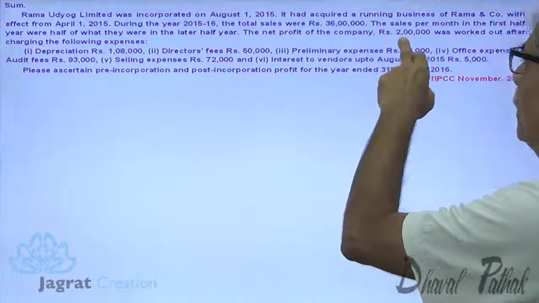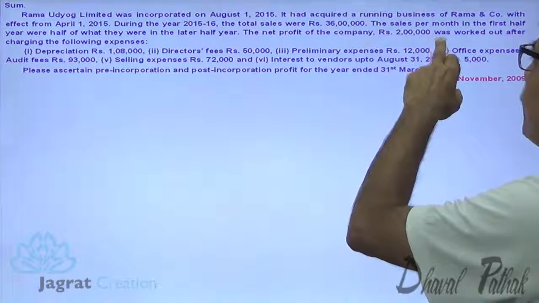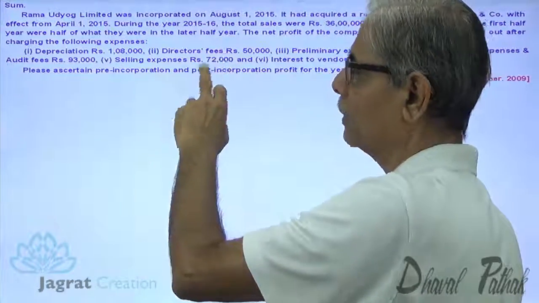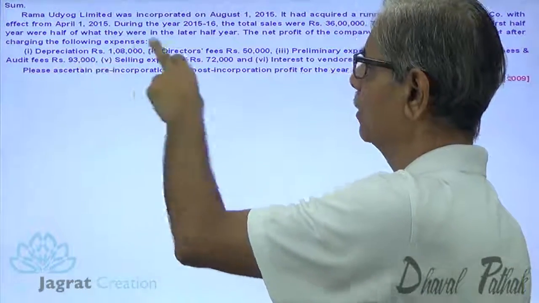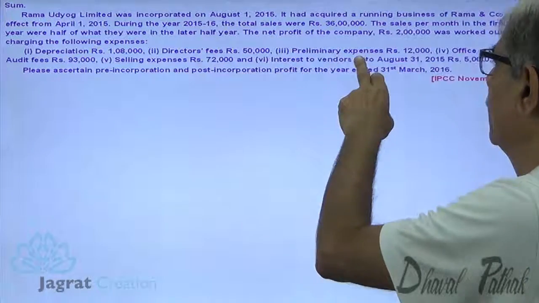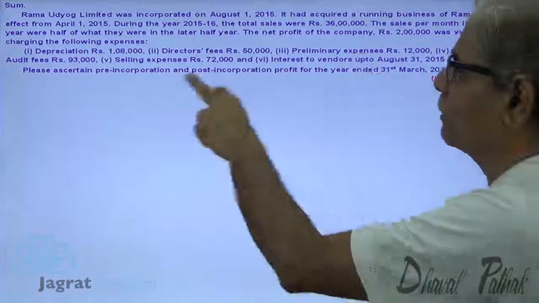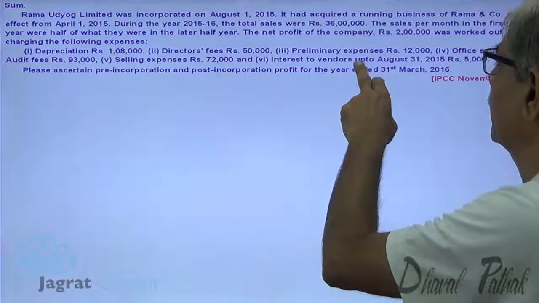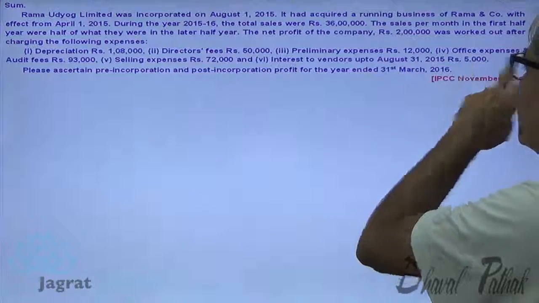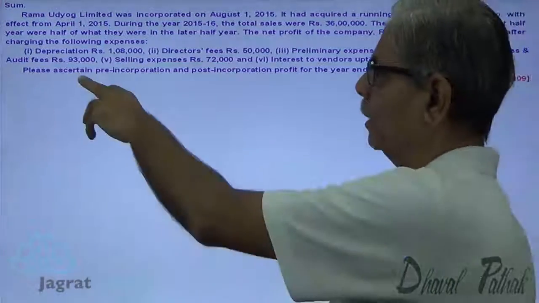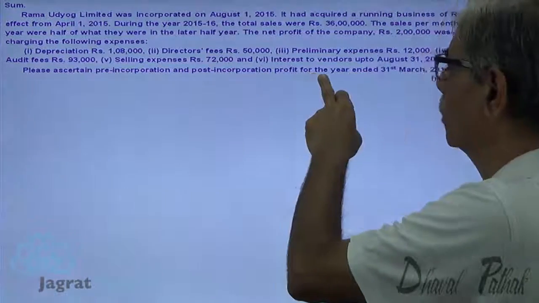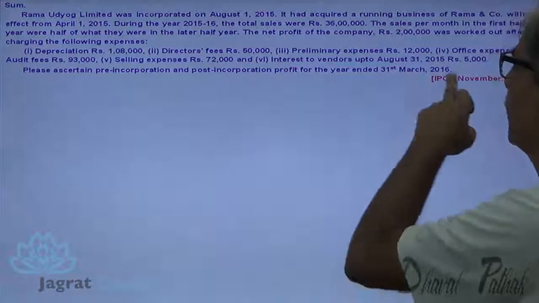Net profit of the company, rupees 2 lakhs, was worked out after charging following expenses: depreciation, director fees, preliminary expenses, office expense and audit fees, selling expenses, interest paid to vendor, interest to vendor up to 31st of August 2015, 5,000. Please ascertain pre-incorporation and post-incorporation profit for the year ended on 31st of March 2016.